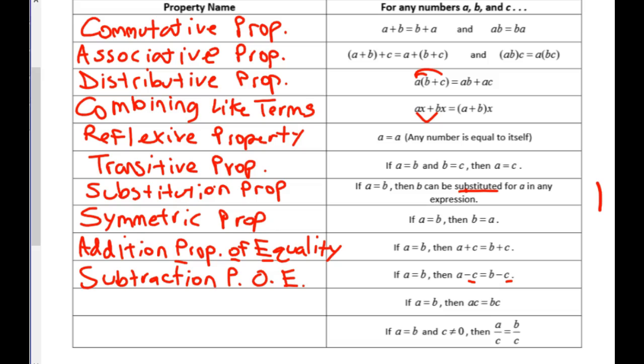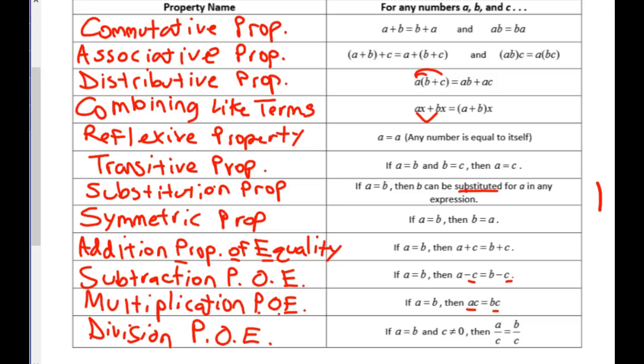Alright, so if A equals B, and you subtract on both sides C, that's subtraction, POE. Alright, next one. What if you multiply both sides? That's multiplication, POE. And if you divide on both sides, that's division, POE. True?